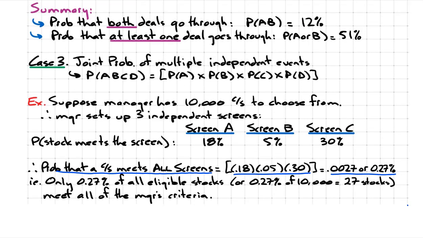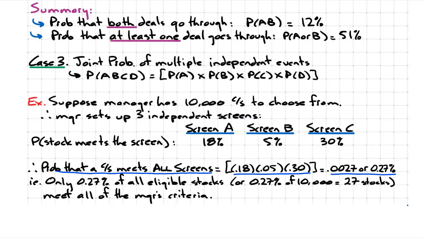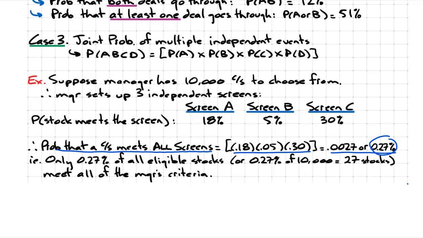So again, ladies and gentlemen, do you see the difference, the interpretation? There's 10,000 stocks. Out of the 10,000 stocks, 18% can meet screen A, 5% can meet screen B, and 30% of that same 10,000 stocks can meet screen C. But the question says, what's the probability that the stock will meet all the screens simultaneously? And that would be over here, 0.27%. On the exam, they may ask you to actually translate that to number of stocks. No problem. Only 0.27% of all eligible stocks, which works out to 27 stocks out of the 10,000 that would meet all of the manager's criteria.